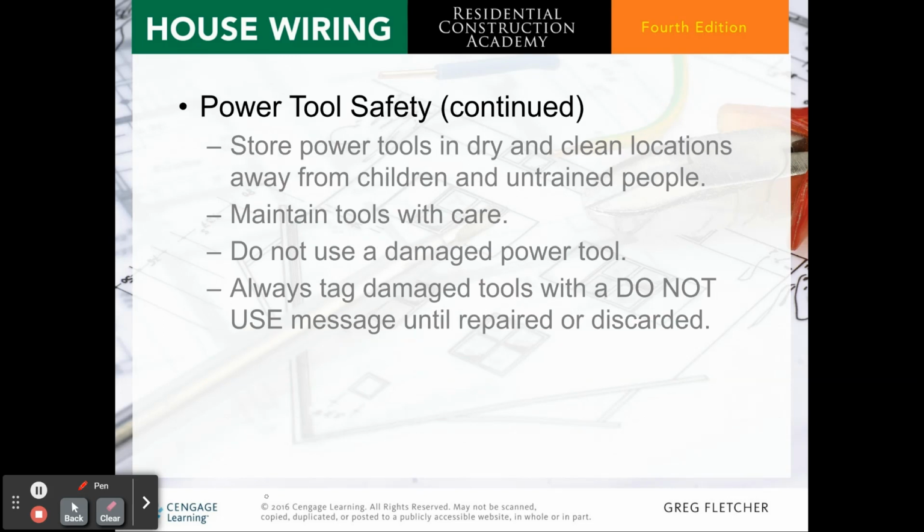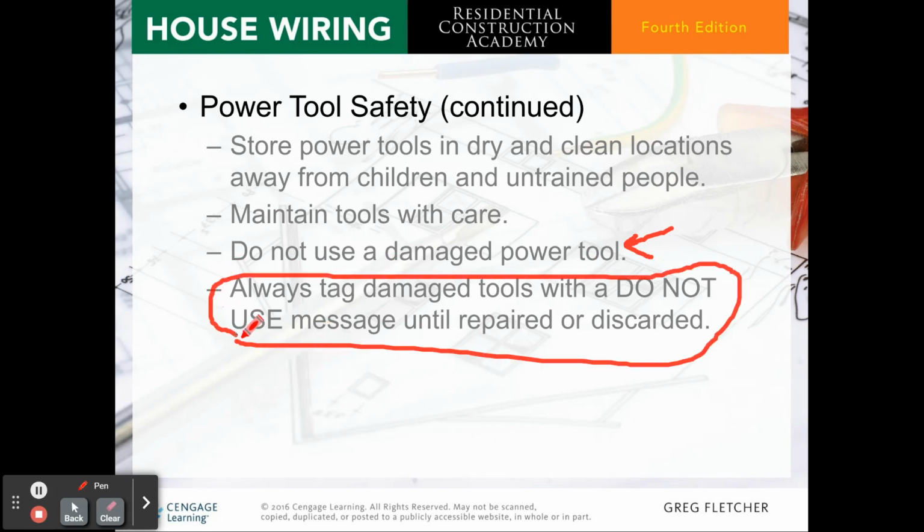Store power tools in dry and clean locations away from children and untrained people. Always maintain your tools with care. Do not use a damaged power tool. If you encounter one of these, let me know immediately and it will be taken out of service. Always tag damaged power tools with the do not use message until repaired or discarded. Again, this gets reported to me immediately.